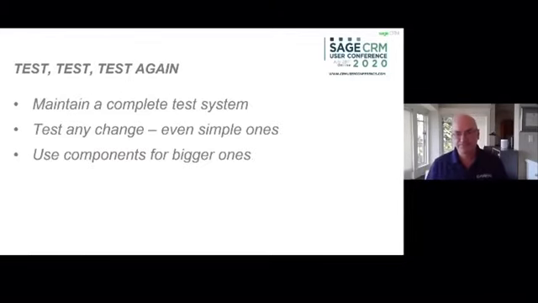Test, test, test. We really encourage you to have a complete test environment with your Sage CRM server, your Sage 300 server, and any other key applications that you use, because even simple changes need to be tested. You may get some results that you had not counted on. There's a great function in Sage CRM called component management for bigger changes, where all of your changes are recorded. And when you implement them to the system, it's just a matter of copying the components. Very useful thing to do. Very good way to recover.